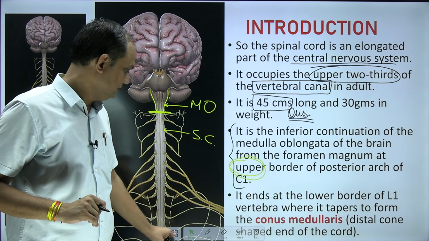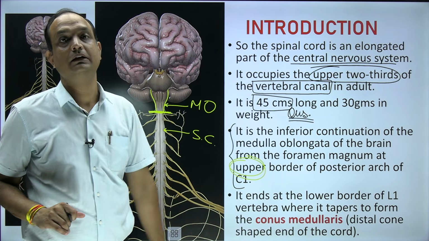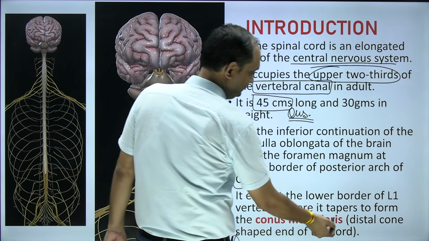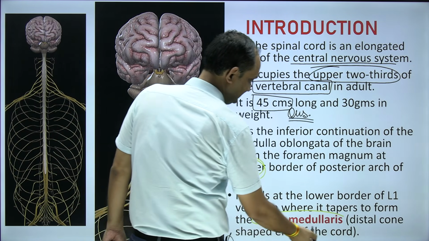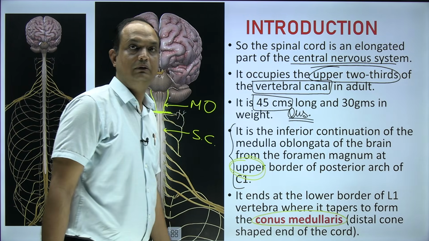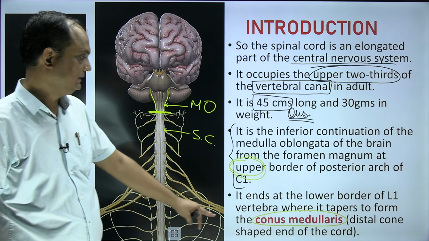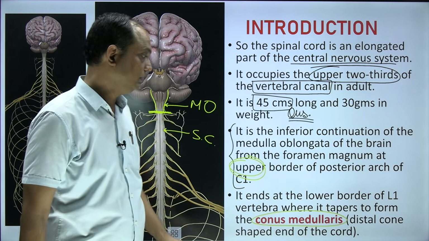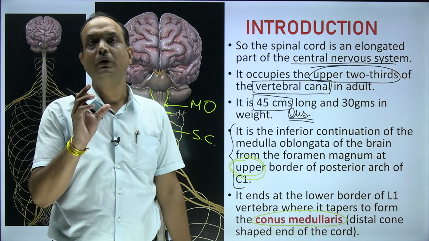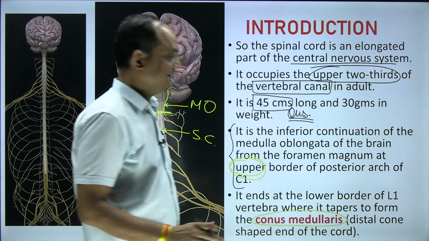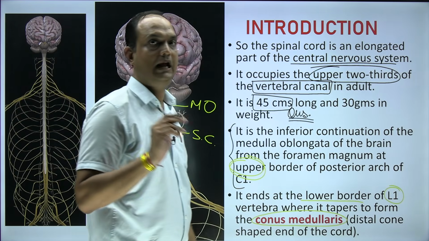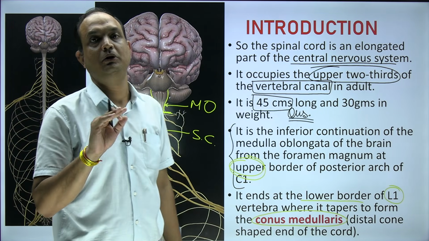Now when you see the lower end of this spinal cord, this lower end is known as conus medullaris. This is a very important term for your exam. What do you mean by the conus medullaris? The conus medullaris is the lower tapered end of the spinal cord, and it lies at the level of the lower border of L1. L1 is there, but is it the upper border or lower border?